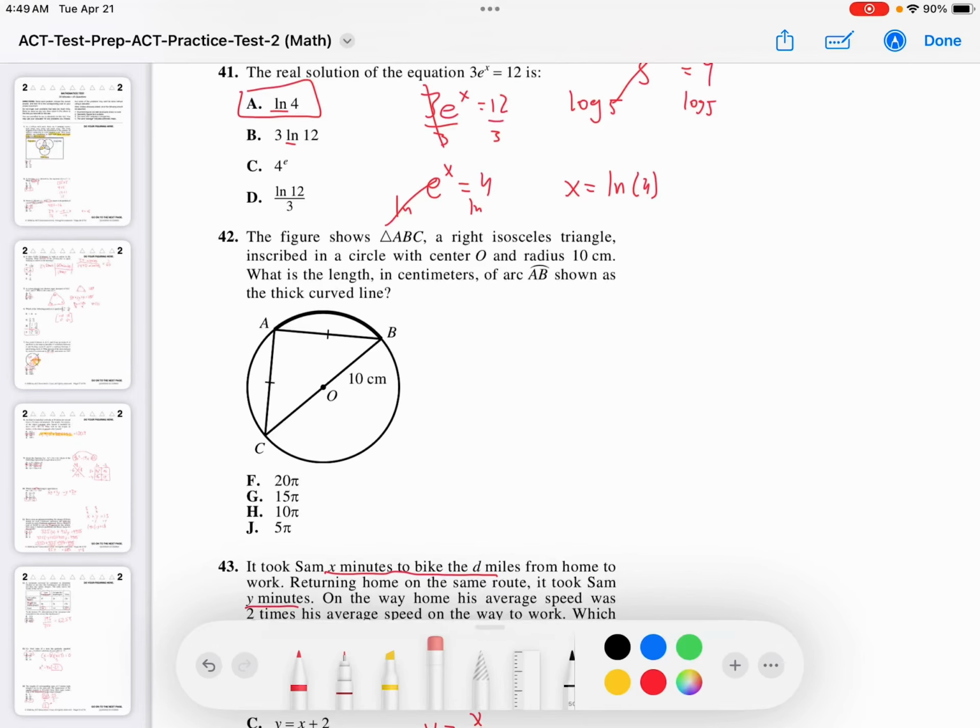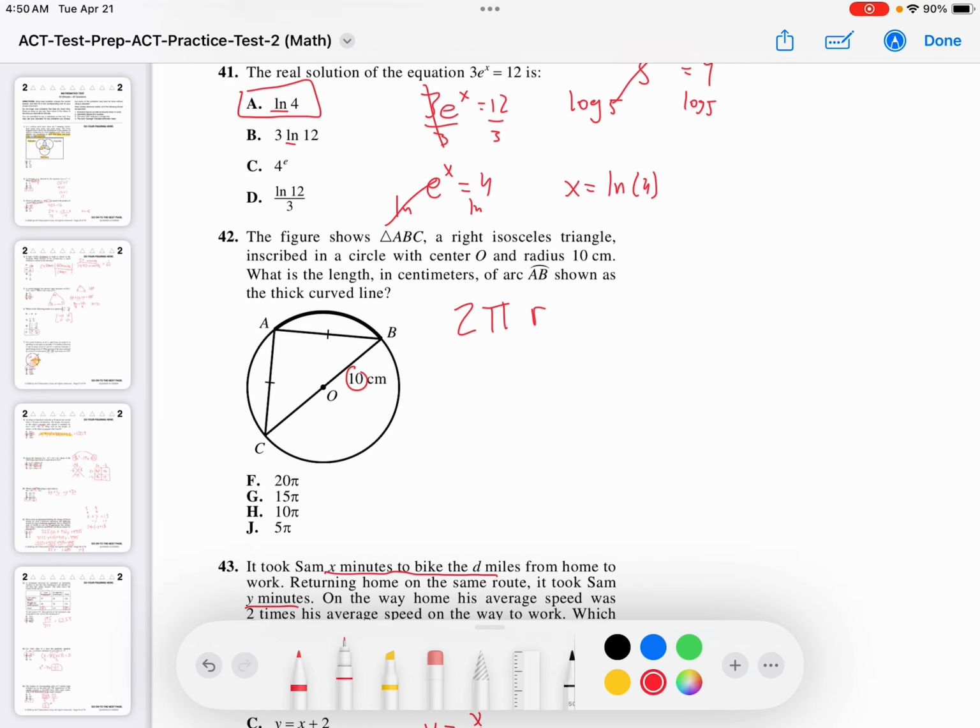Alright, back to number 42. So sorry guys, but geometry is not my strongest suit, but here's what I've come up with for number 42. When we're looking at arc lengths, the key thing to keep in mind is that the entire circle is 2 pi r, and r in this case is the radius of 10.